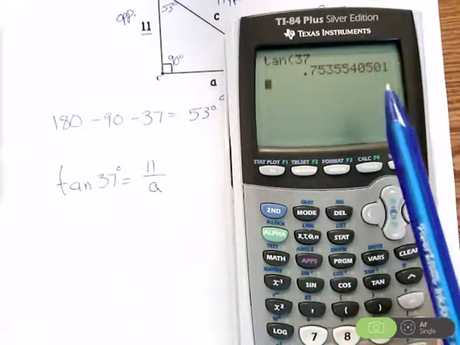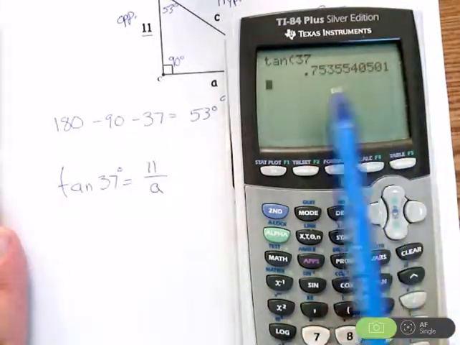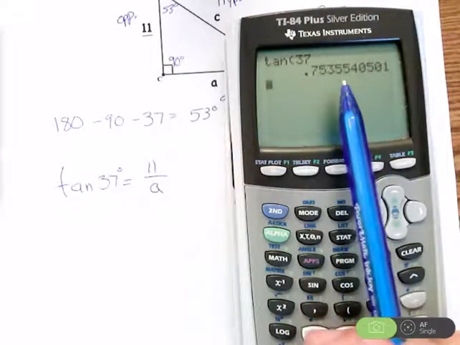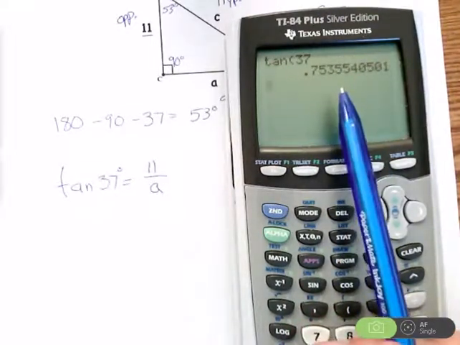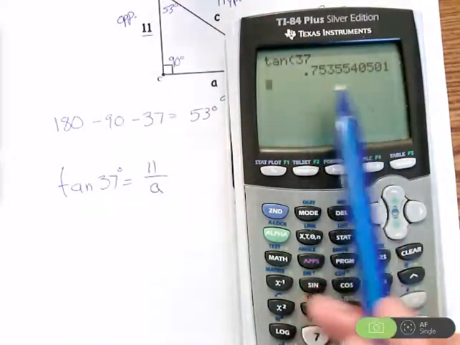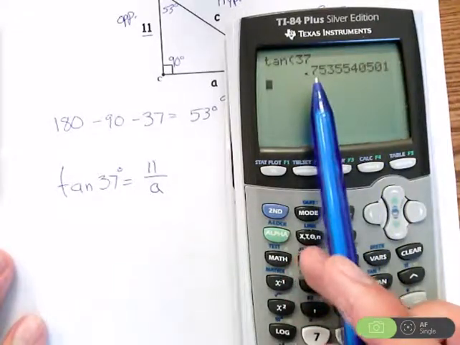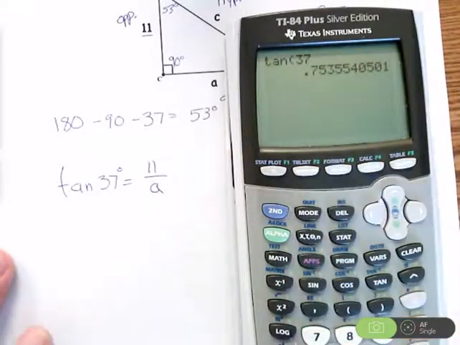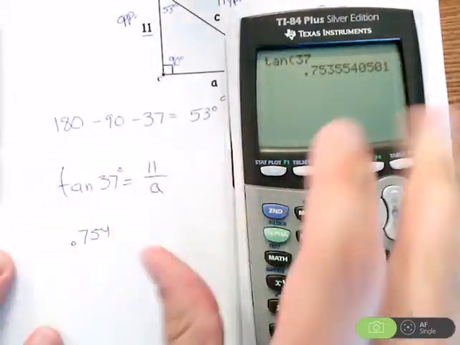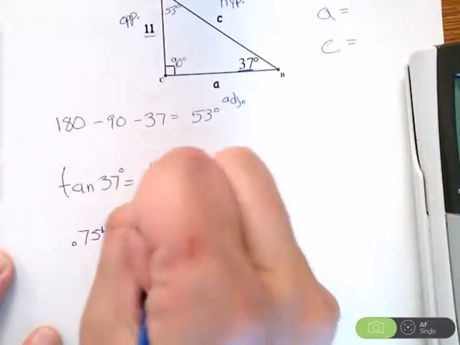I get 0.7535540501. Now here's the reason why what we did on the other side of this paper is a lot more exact: at this point, I might round this number one way, you might round it a different way, while another student rounds it a different way. So we all get relatively close answers, but depending on our rounding, we might all be a little bit different. So I'm going to use 0.754. So I have 0.754 equals 11 over A.